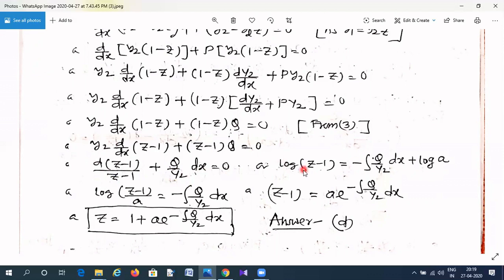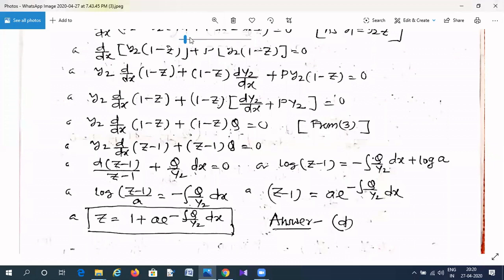Now taking the integration, it will become log of (z minus 1) is equal to minus integration q by y2 dx, plus we are taking some constant as log a. As y2 is unknown, we can't integrate it, so we are writing it simply as minus integration q by y2 dx. Now log of (z minus 1) by a is equal to minus integration of q by y2 dx. So z minus 1 is equal to a into e to the power minus integration of q by y2 dx. It is as simple, and z is equal to 1 plus the remaining term. So the answer will be D.